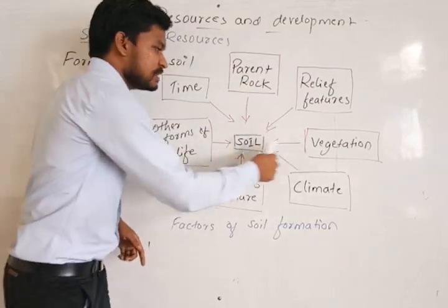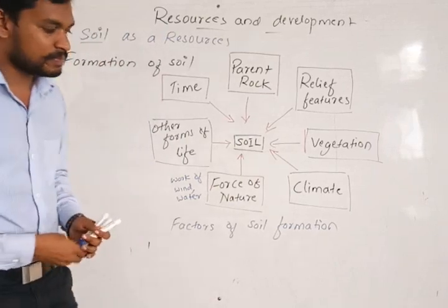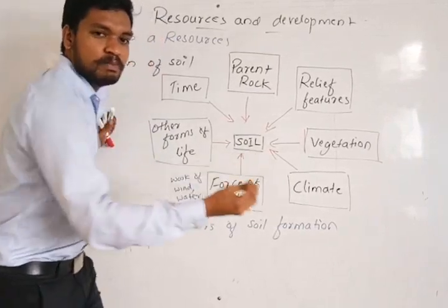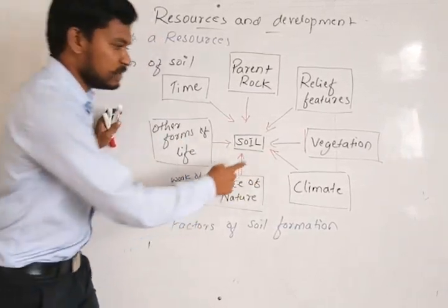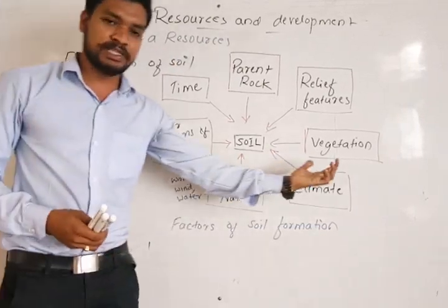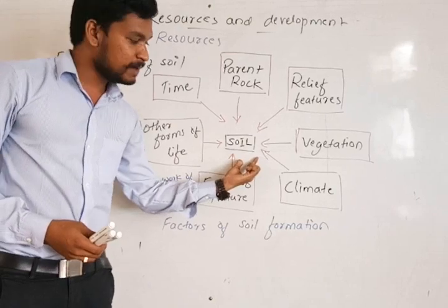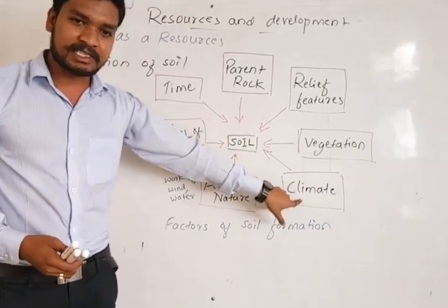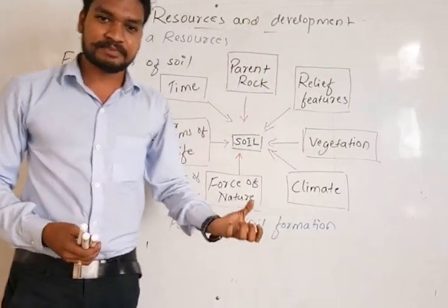When the soil mixes with the vegetation, it will get more humus in it, fertility. It will get humus, fertility, with the dead particles of plants and animals. When it mixes with the soil particles, it will get humus. Climatic factors, high temperature, low temperature.